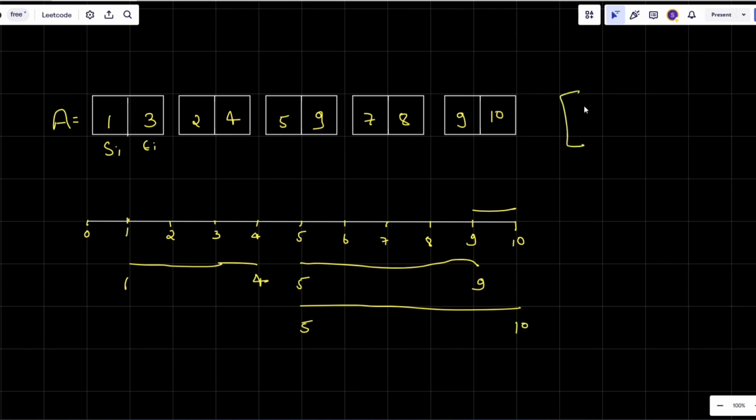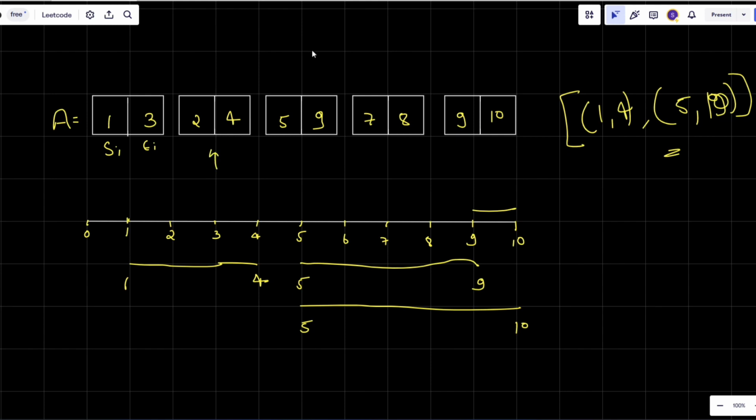So now what will be my answer? My answer will be: the first interval starts from 1 and ends at 4, the second interval starts at 5 and ends at 10. That's it. This will be my answer. So now see how to approach this question. Let us suppose that currently we are standing over here, that is, in the second interval.